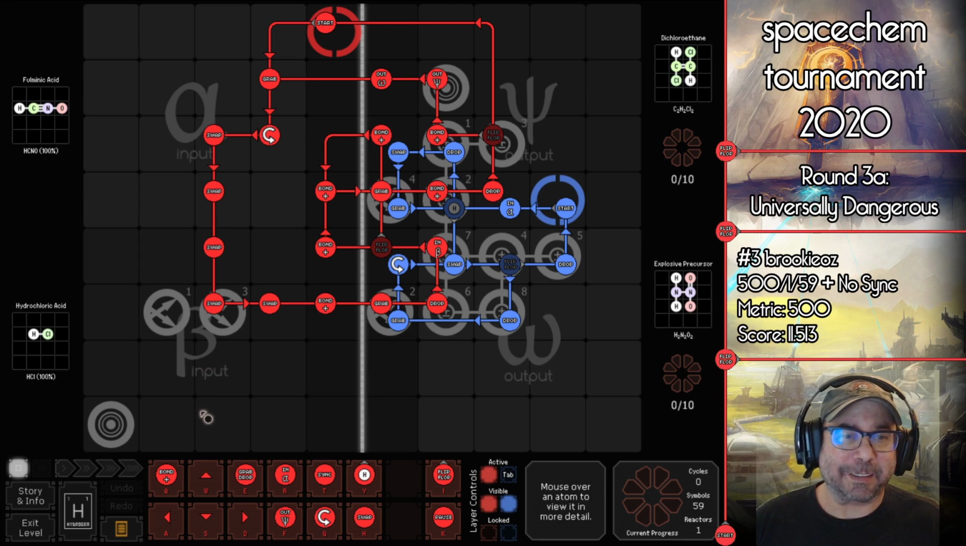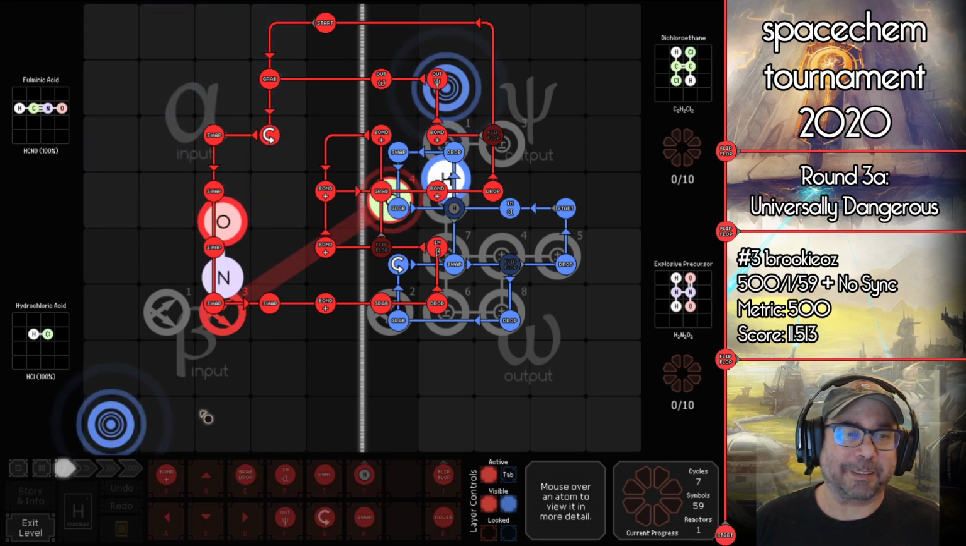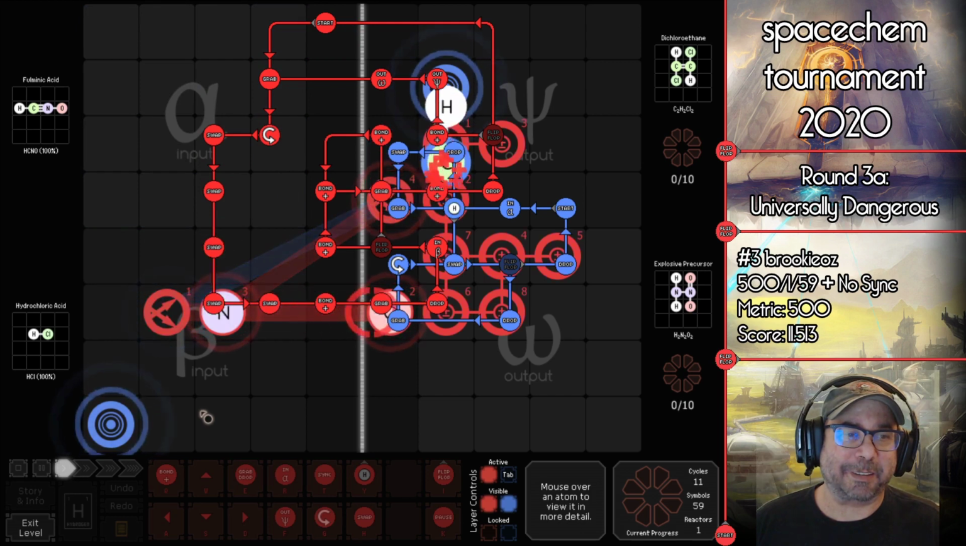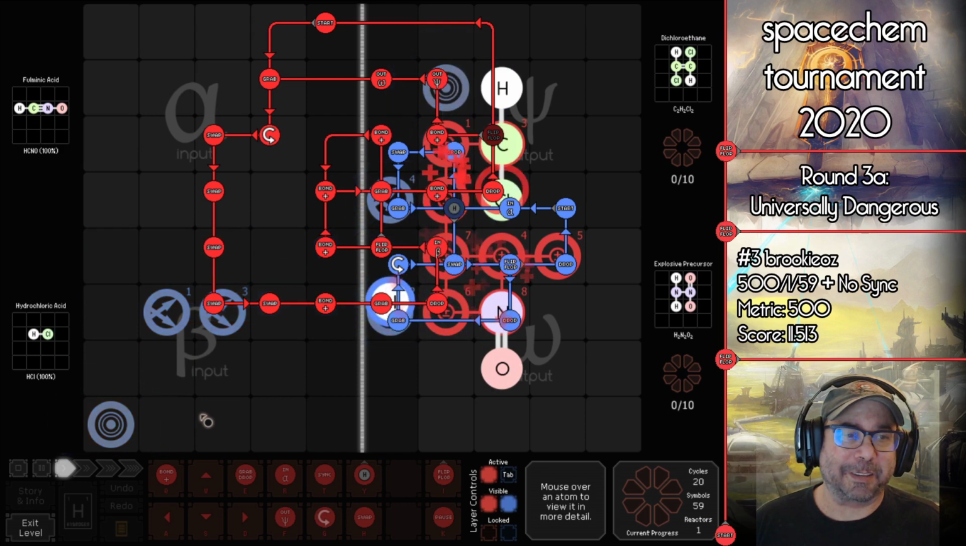Indeed, we have yet another input alpha grab, rotate, slam into beta swappers. Yeah, this is in fact a different solution from the previous one. It is different, but they have a very similar layout.